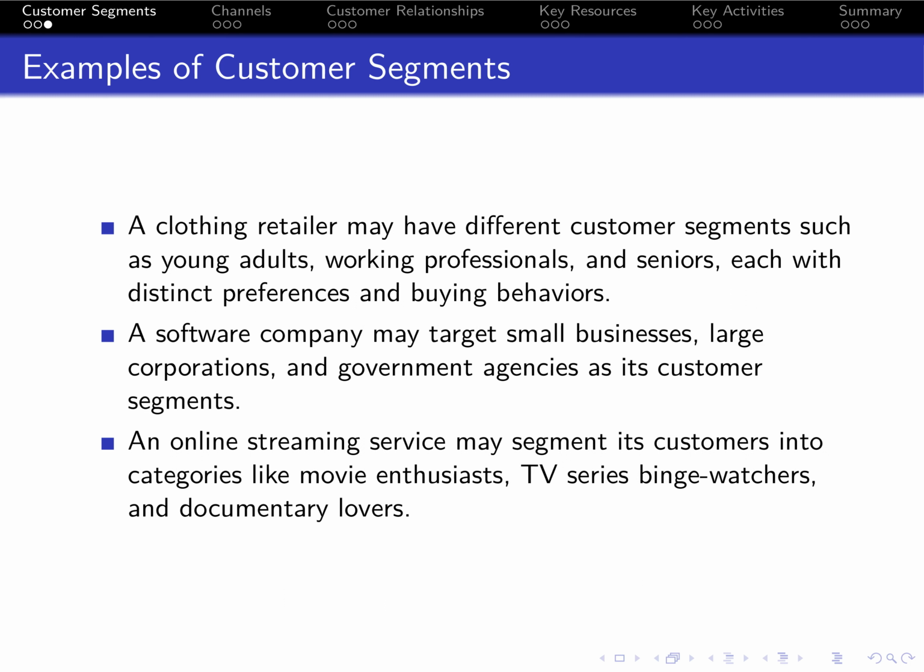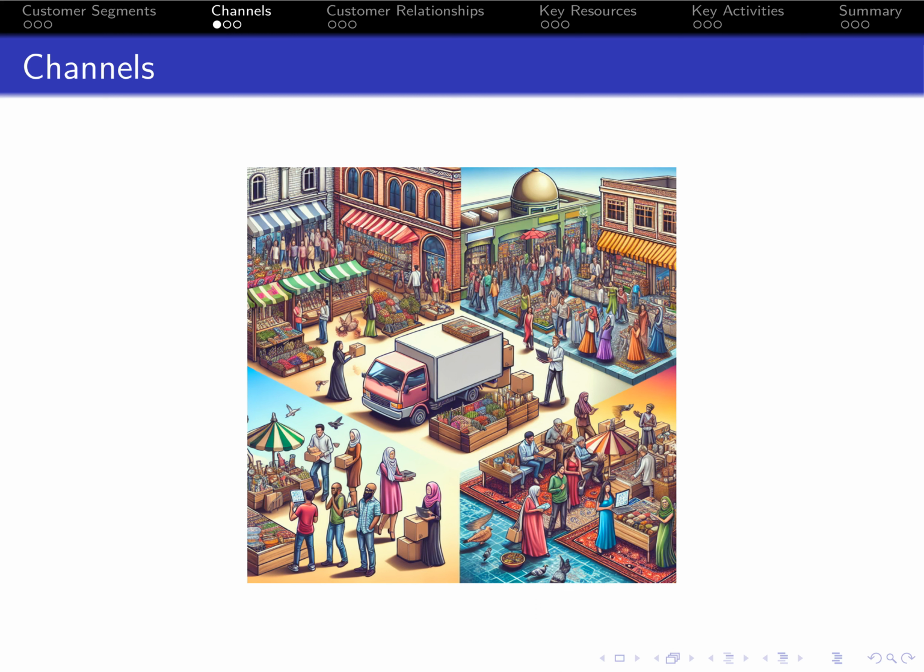All right, class. Today we're diving into the world of channels in business model generation. Channels are essentially the different ways a business interacts with its customers. This can include how products are distributed, how communication happens, and how sales are made. Think of it as the pathways that connect your business to your customers, whether it's through social media, online platforms, or traditional retail outlets. Let's explore how choosing the right channels can make a big difference in reaching your target audience and driving success in your business.